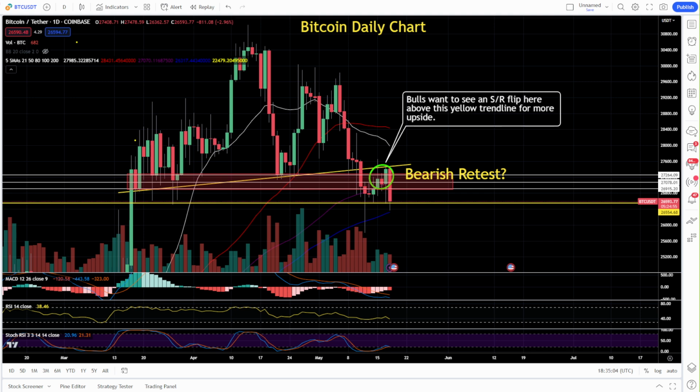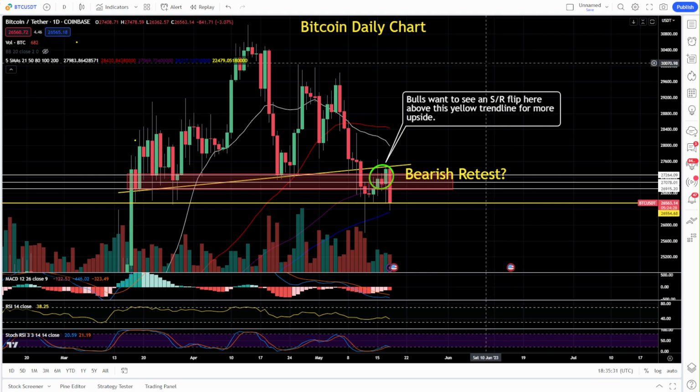3x is a good safe number. Okay, so Adam brings up a good question, and Joe, and we've been talking with Trip about this more too. It's really plan A, plan B. That's very important, because you let the chart tell you what to do. Let the price action tell you what to do.